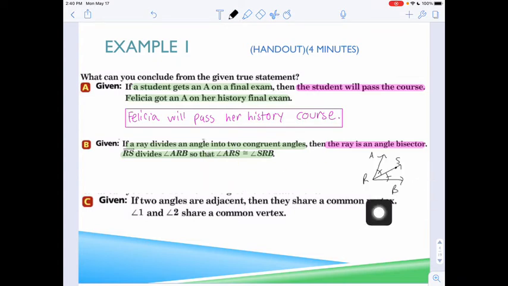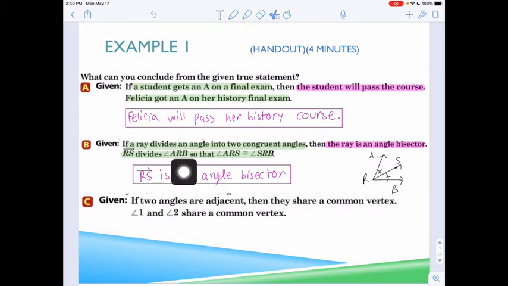Although it's not necessary, it may be helpful for you to draw a picture or a diagram to go with your second statement. Because our second statement matched our hypothesis, we can make the valid conclusion that ray RS is an angle bisector. For part C, we have: if 2 angles are adjacent, then they share a common vertex.